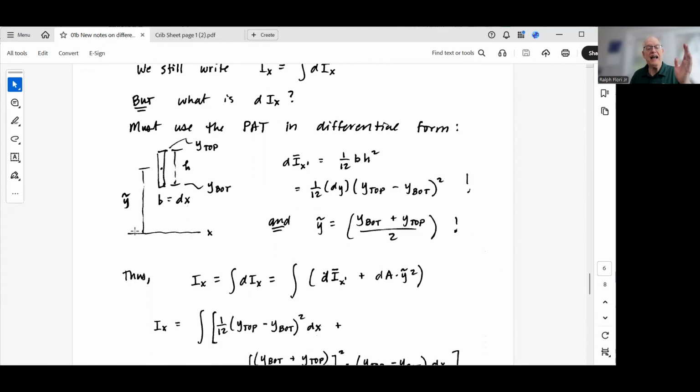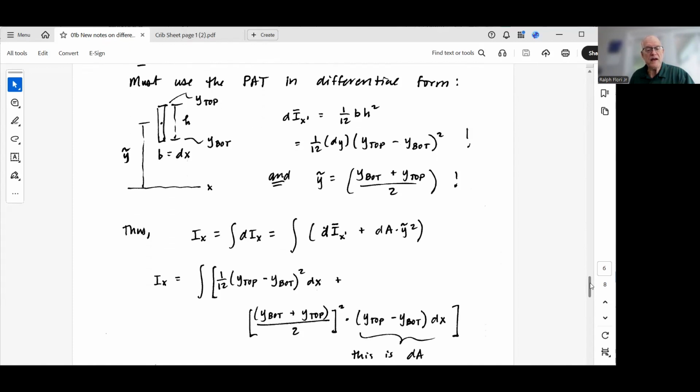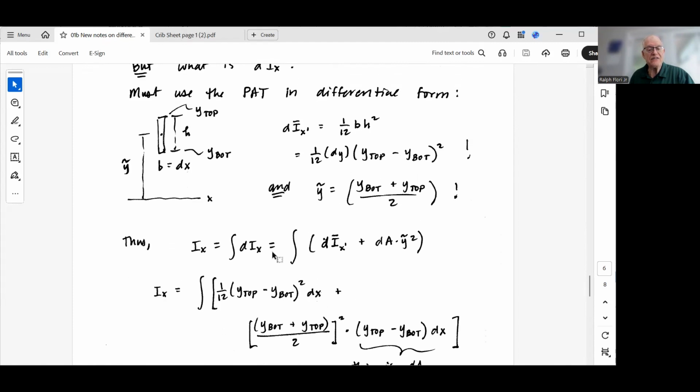So when I say that the Ix of this element that's perpendicular to it is equal to the integral of the dIx's, well, that's equal to the integral of the di bar term plus the dA times the y tilde term squared. And so my dIx, or my di bar, is 1/12 dx times y top minus y bottom, cubed, plus y tilde squared, which is the average of y top and y bottom squared, times the dA, which is y top minus y bottom times dx.